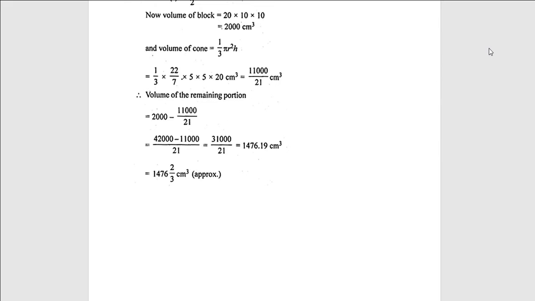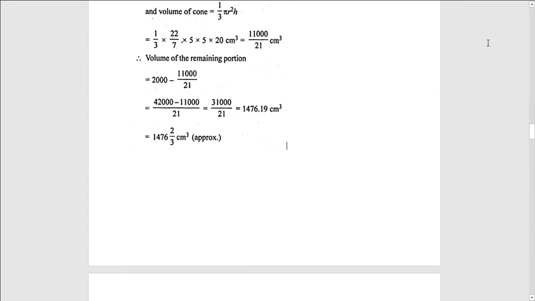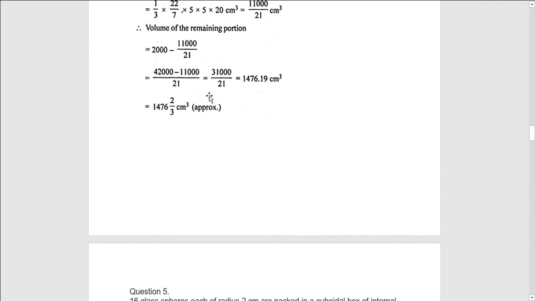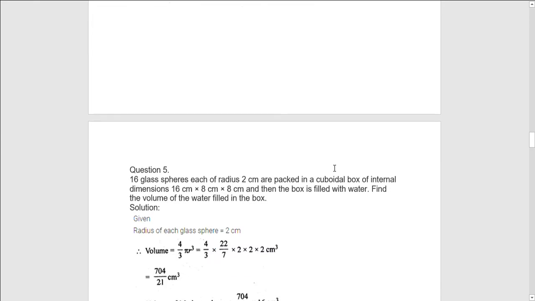So now I hope we have understood here the volume of cuboid. Volume of the remaining portion is volume of cuboid minus volume of cone. Take LCM and solve it. Divide it. You can leave your answer in fractions also.